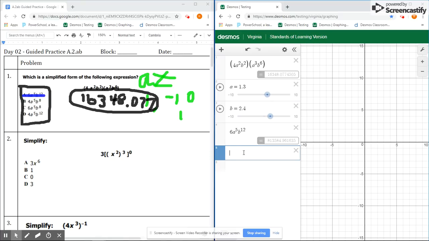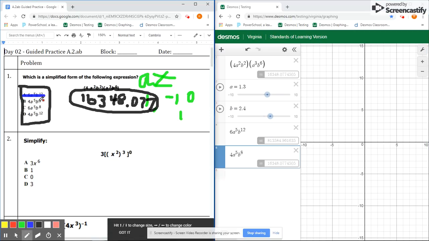4a to the 5th, b to the 8th. That is 16,348.077. So I'm guessing that this is going to be the right answer, letter B here. But I'm just going to double check the rest of them just to make sure.